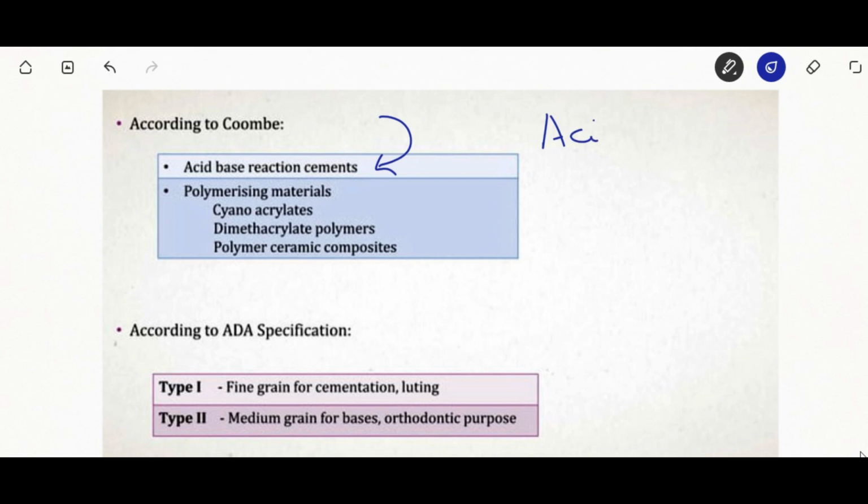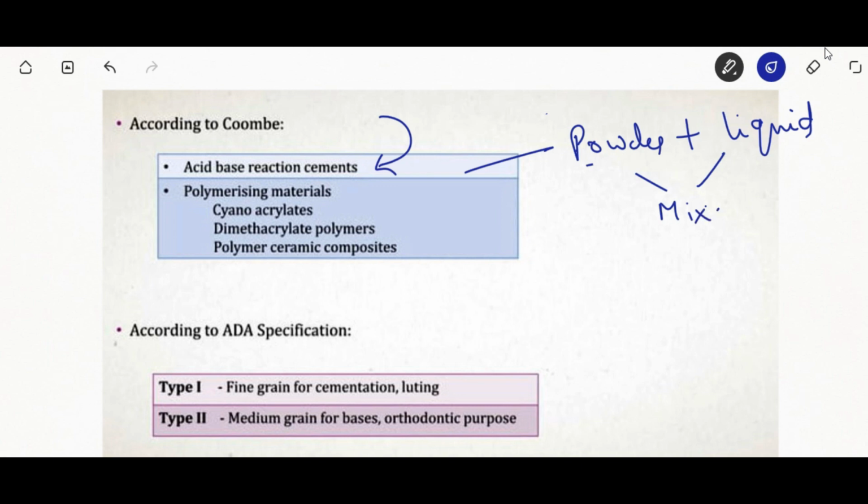According to the Combe classification, the material may be classified as acid-base reaction cement, polymerizing cement, or dual-cure cement. The acid-base reaction cements are formulated as powder and liquid. The liquid will act as acid and powder will act as base. On mixing the two components, an acid-base reaction takes place that will result in a viscous paste that hardens to form a solid mass.